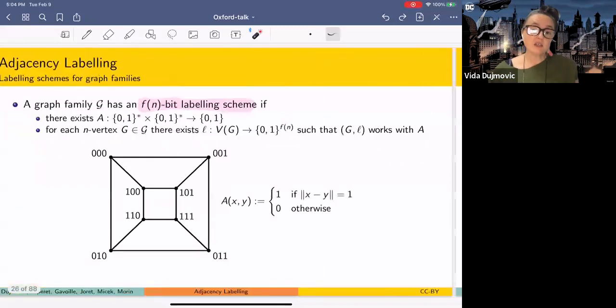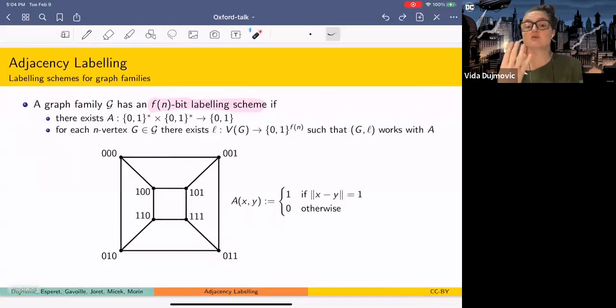So before I show you, for example, what can you do with trees? Here's a trivial example of how you can achieve better than the n log n bits labeling scheme for trees.